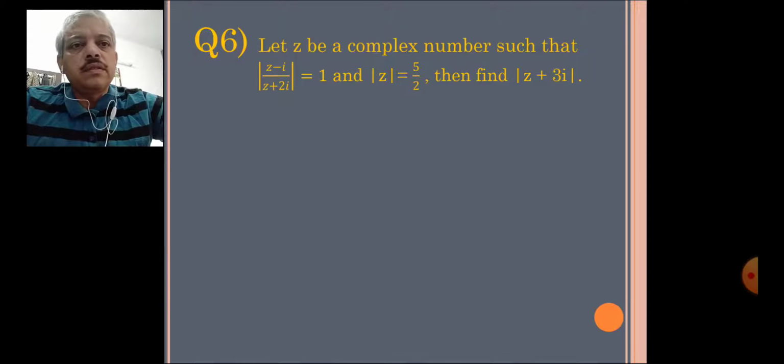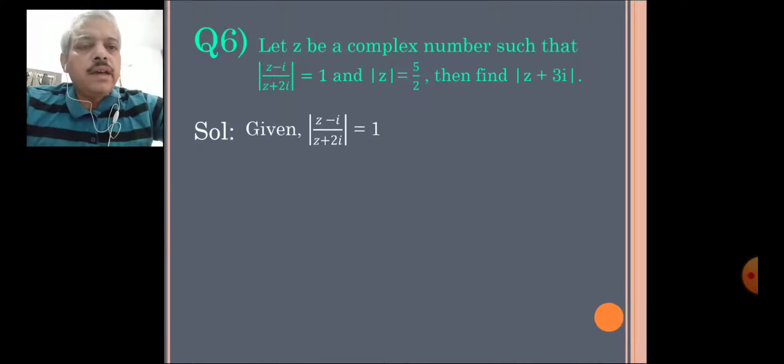Now move to question number 6. Let z be a complex number such that |z − i|/|z + 2i| = 1 and |z| = 5/2. Then find |z + 3i|. We are given |z − i|/|z + 2i| = 1. We know that |z1/z2| = |z1|/|z2|. We can separate it, so it will be |z − i| = |z + 2i|. Let us take z = x + iy.